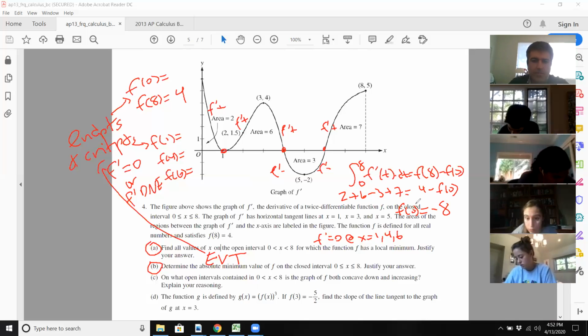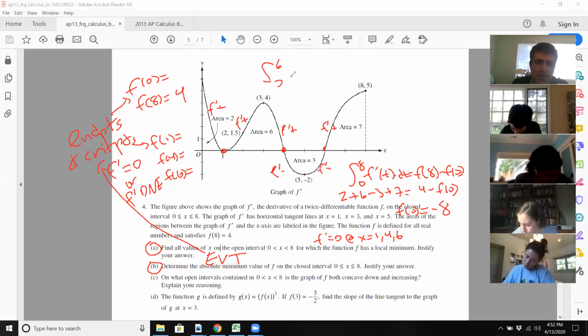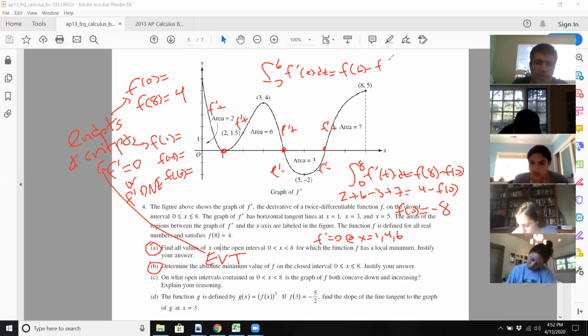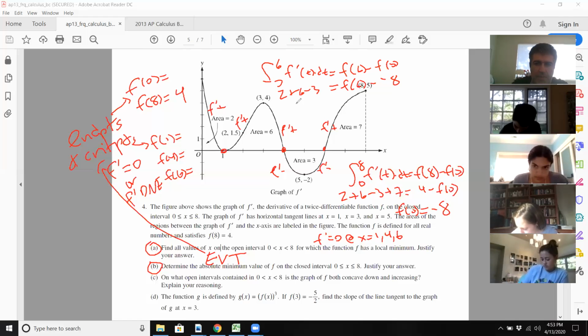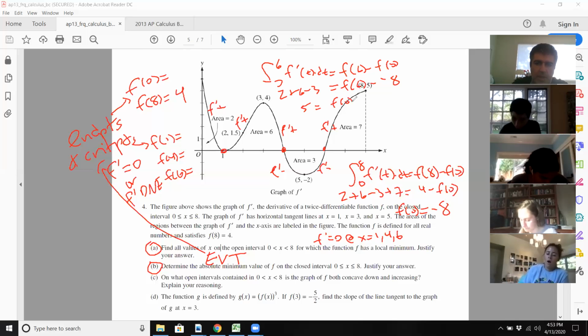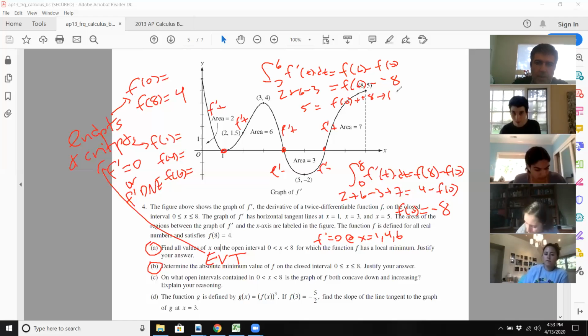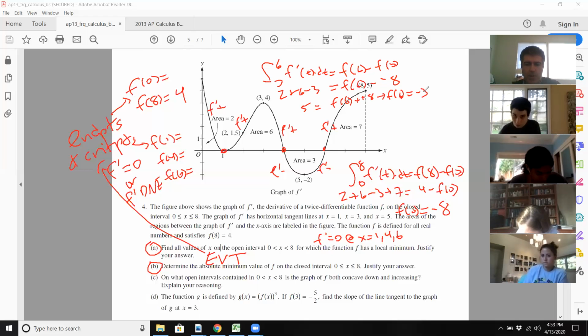If I do f of 6, if I integrate from 0 to 6 of f prime of t times dt, that'll be f of 6 minus f of 0. I already know what f of 0 is. Now I know it's negative 8. And the area is going to be 2 plus 6 minus 3, which is close, but it's not going to get us anywhere. f of 6 is going to be negative 3, which doesn't work for us. So your absolute minimum is definitely going to be negative 8.